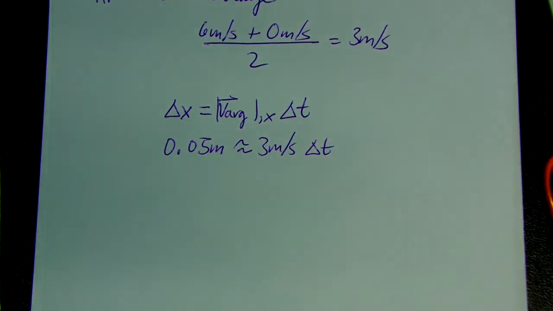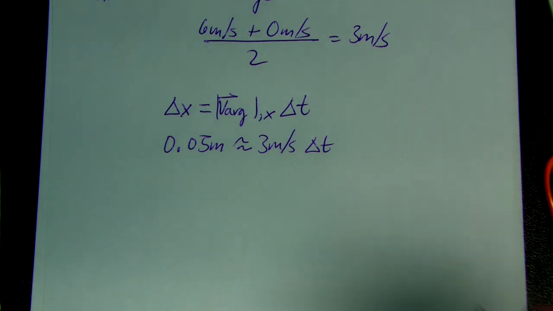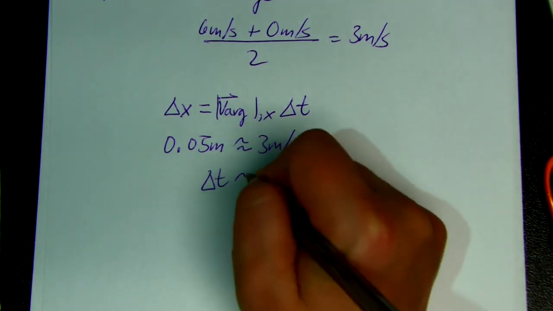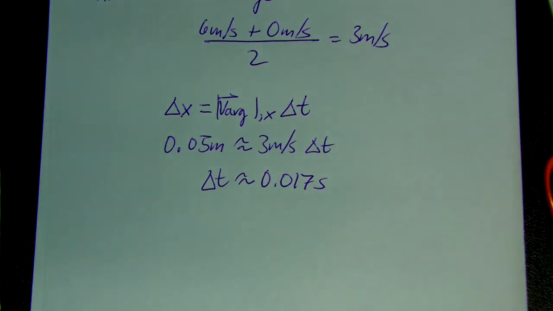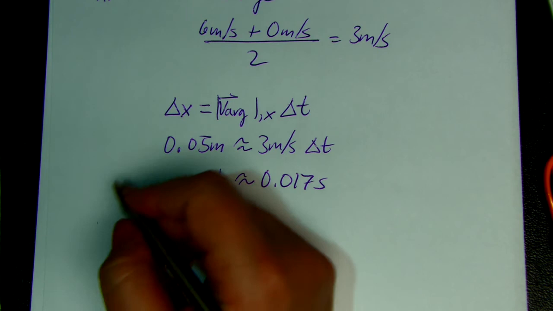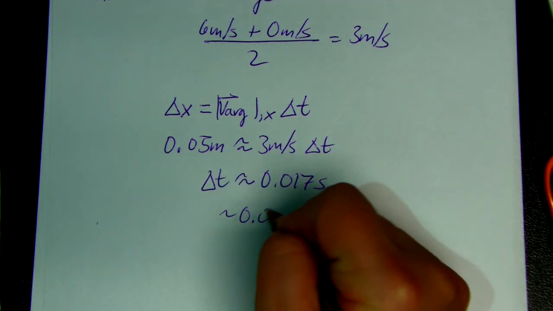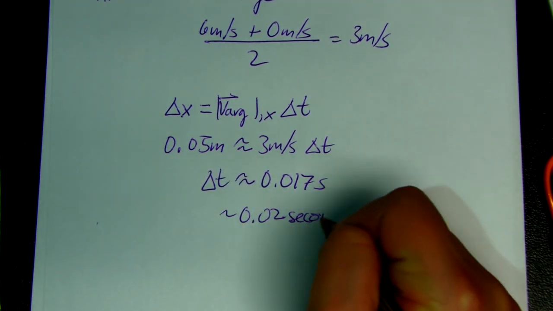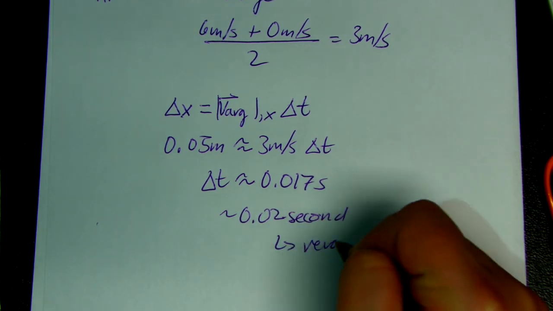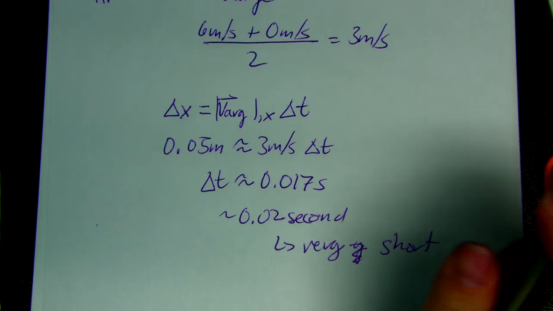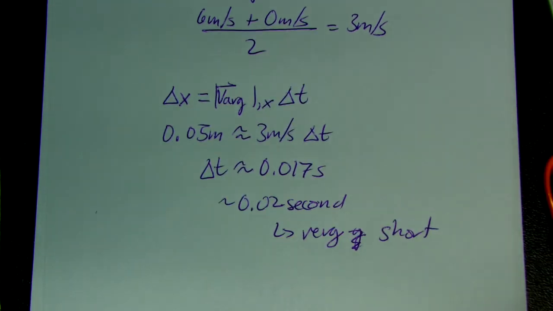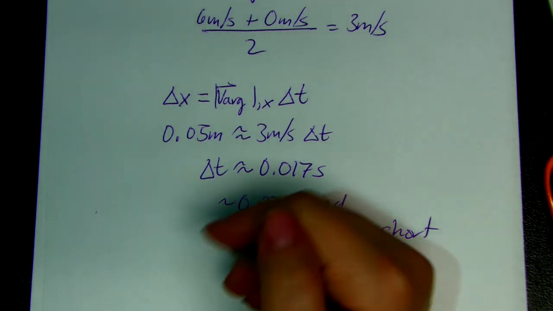So this is approximately equal to 3 meters per second times our unknown delta t. We solve for delta t and we see that it's approximately 0.017 seconds. So the whole interaction is only about 0.02 seconds. Very short. And this is why it's hard to go after delta t. That is not really a comprehensible length of time.